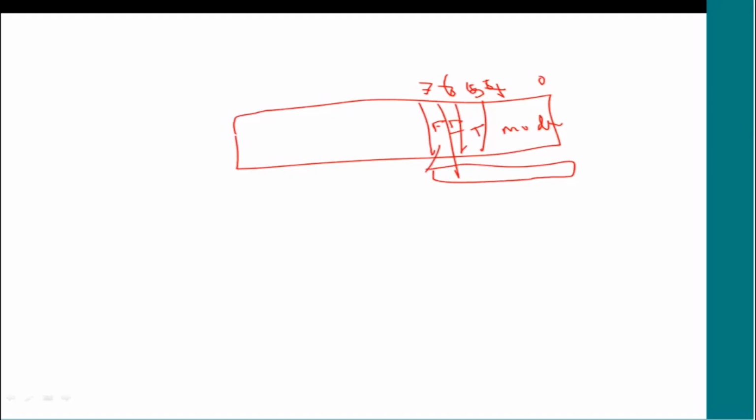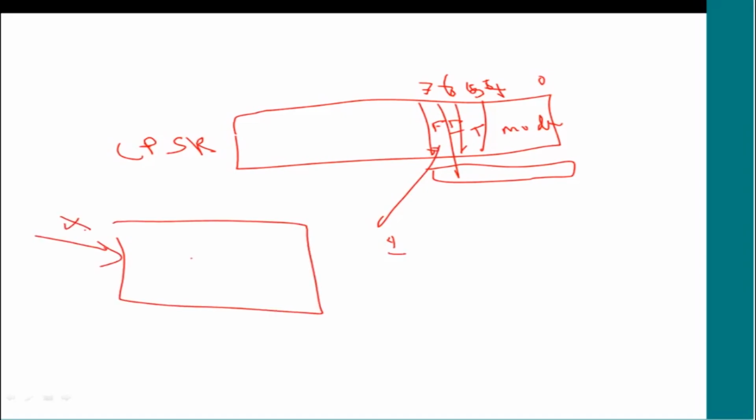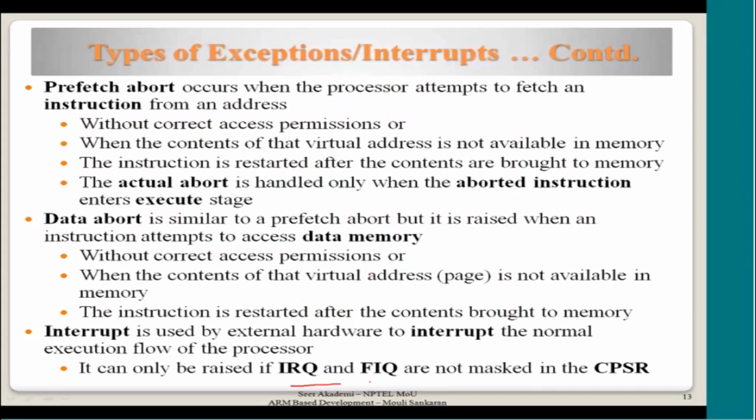So if this particular bit in the CPSR is 1, that means even if an FIQ signal is given to the processor, it will ignore it. I don't care about that interrupt, I will continue with whatever I am doing. If it is enabled, then the interrupt will be processed by the processor if the signal comes. So you can control whether to respond to an interrupt or not by setting or clearing these bits. That's what I am saying: it will be right if IRQ and FIQ are not masked in the CPSR. I hope it is clear to you. Let us go.